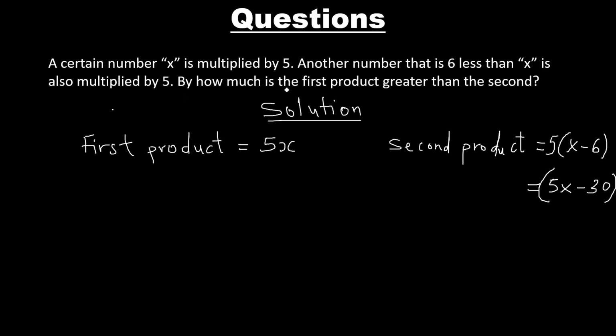Now the final part of the question is asking us this. By how much is the first product greater than the second? And what that means is that we have to take the first product and then subtract the second product from it. And what is the first product? The first product is 5x minus the second product. The second product is 5x minus 30.